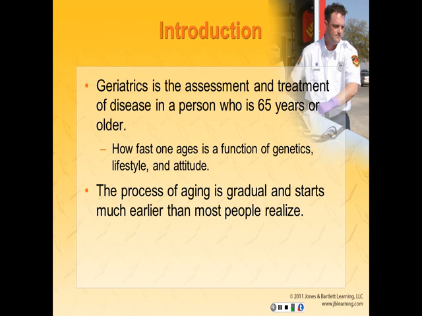65 years is used as the threshold age to be consistent with the definition used by other medical groups and governmental agencies for the geriatric population. Realistically, though, we have to realize that how fast a person ages is a function of genetics, lifestyle, and attitude.